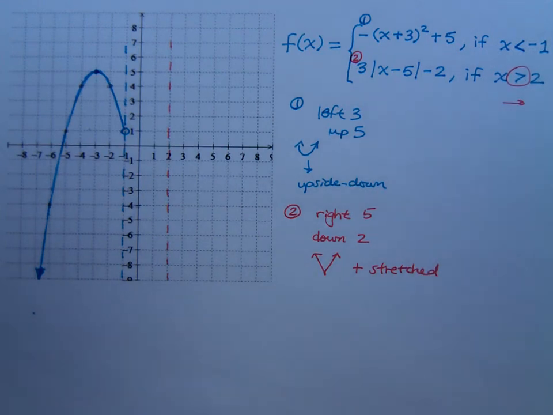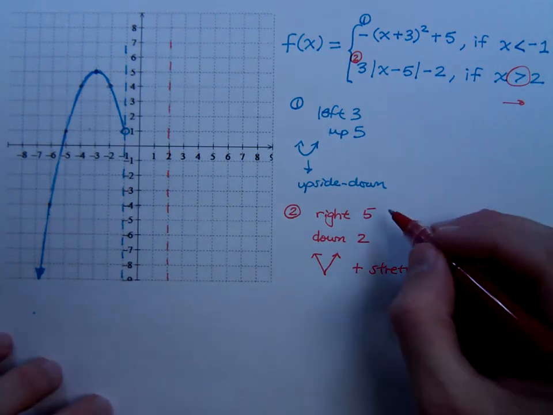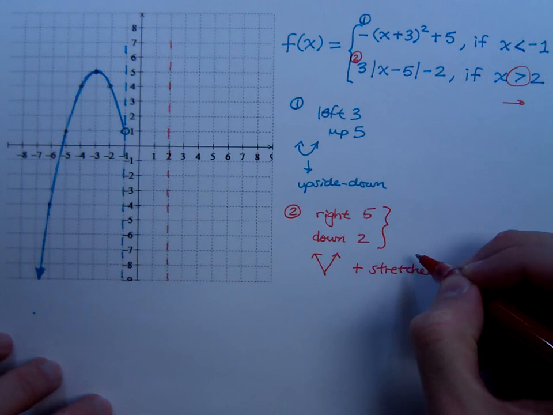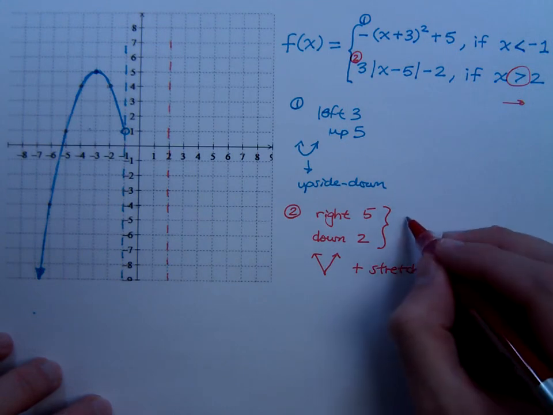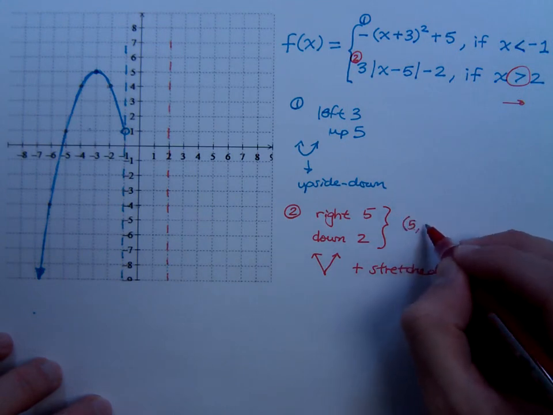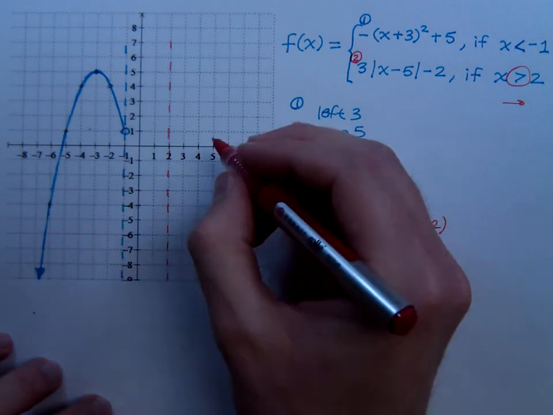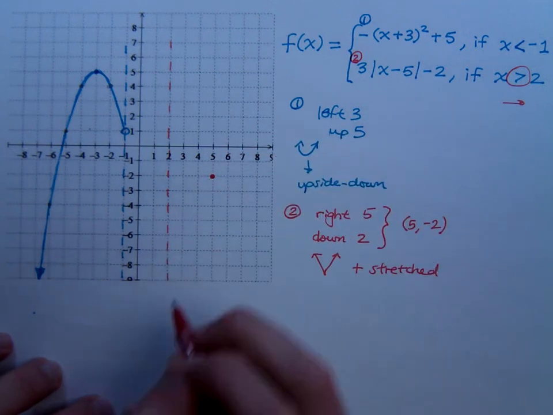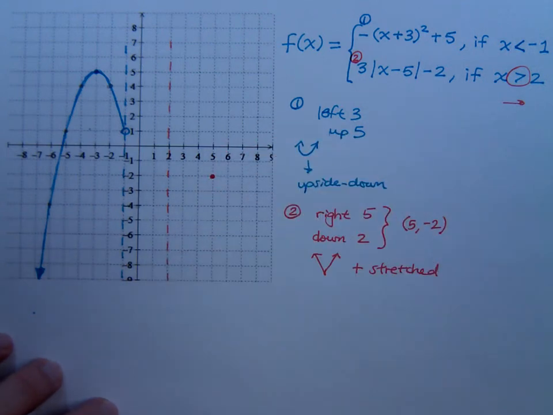What are the coordinates for your vertex? Right 5 down 2 means what? 5, -2. So my vertex is 5, -2 like that. How do you get the rest of your points?